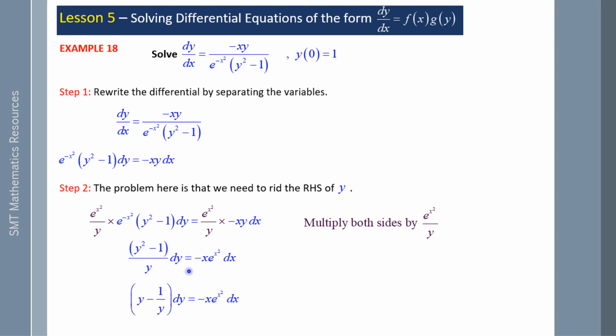Now we can go to step 3, which is to integrate both sides. But to simplify it a little bit further, I divided y squared by y, which is y. Negative 1 divided by y is negative 1 over y. That's going to help us integrate later.